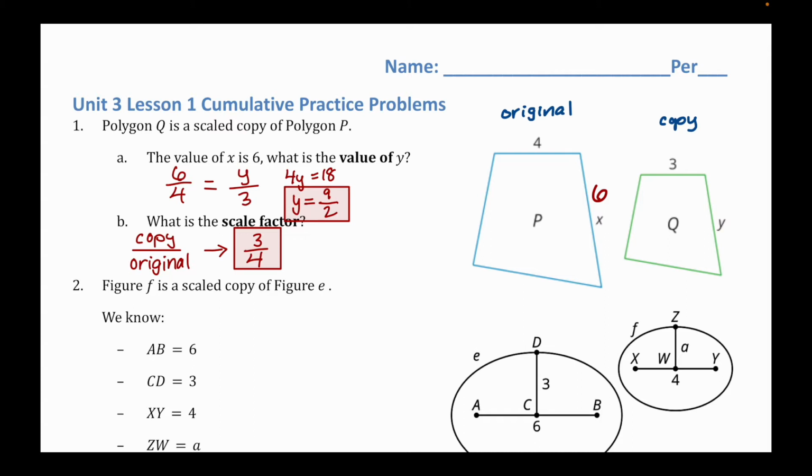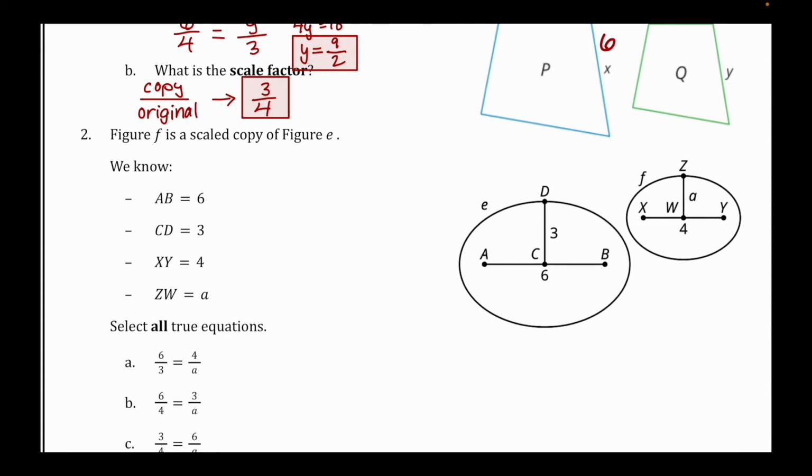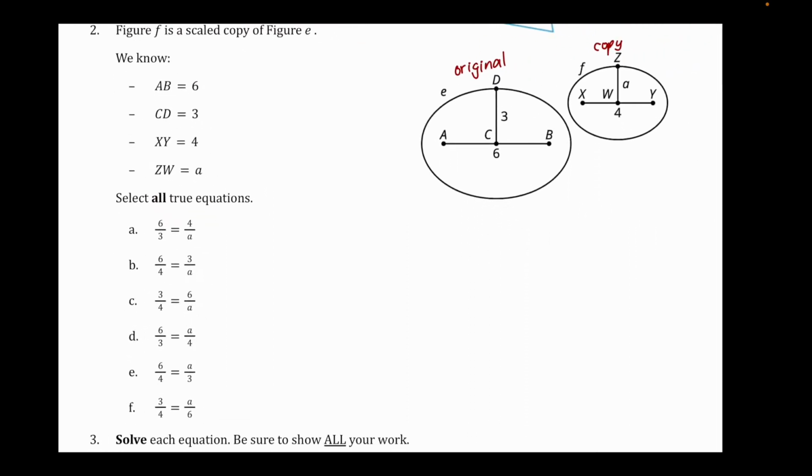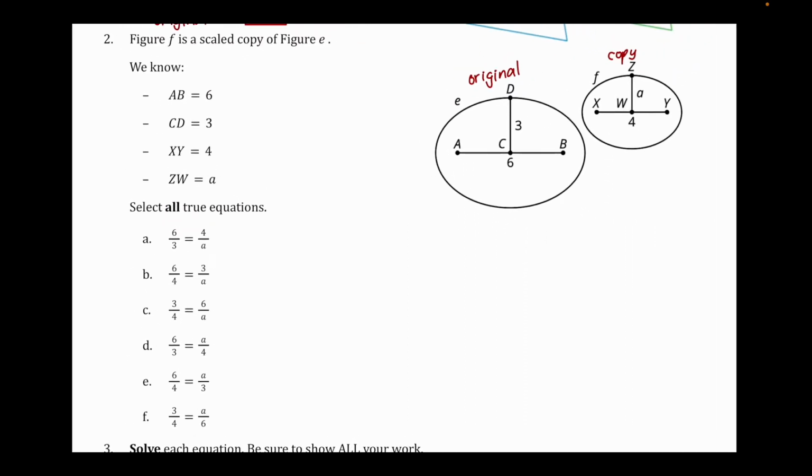Okay, so moving on to question 2, we have figure F is a scaled copy of figure E. So E is the original, and F is the copy. It does help me to keep track of these, so I'm not just writing them to get you used to it. It helps me too. And we are going to then answer some of these questions about it. We know a couple of the values. They're just listing some facts for us here. That's all that this is.